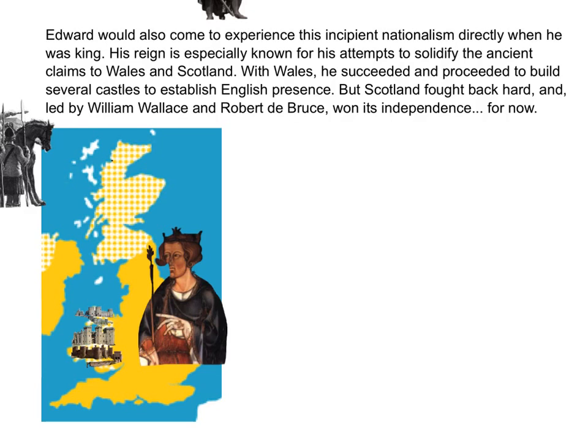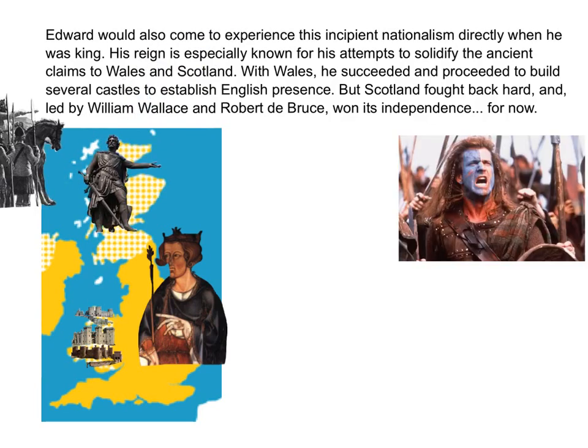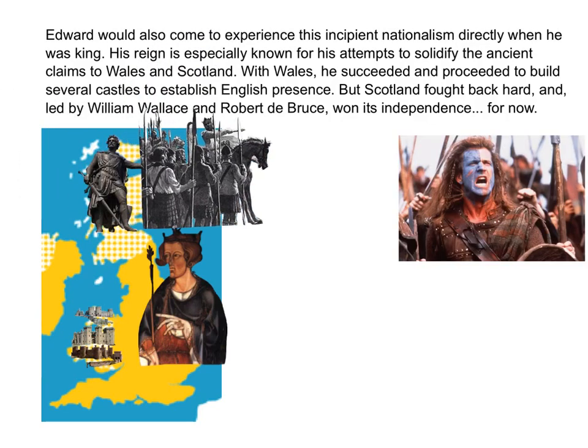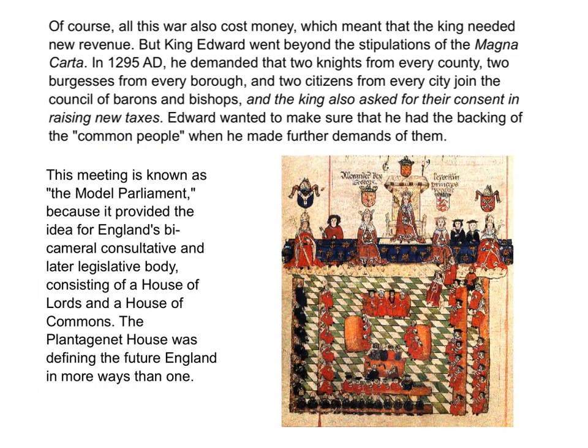But Scotland fought back hard, and led by William Wallace and Robert de Bruce, won its independence, at least for now. Of course, all this war also cost money, which is our main point, the next step towards the British constitutional monarchy that is part of the Plantagenet legacy. Basically, since these wars cost money, Edward needed new revenue. But King Edward went beyond the stipulations of the Magna Carta.